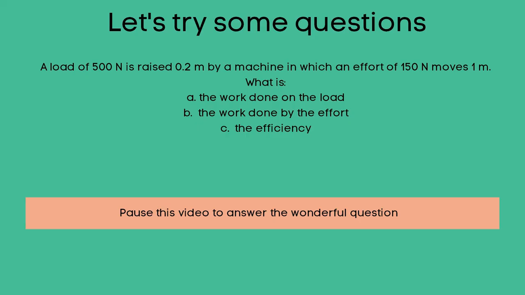A load of 500 newtons is raised 0.2 meters by a machine in which an effort of 150 newtons moves 1 meter. What is A, the work done on the load, B, the work done by the effort, and C, the efficiency? Breathe in, breathe out. It is not that hard. Let's go. You may pause this video to answer the wonderful question or just let it run on.